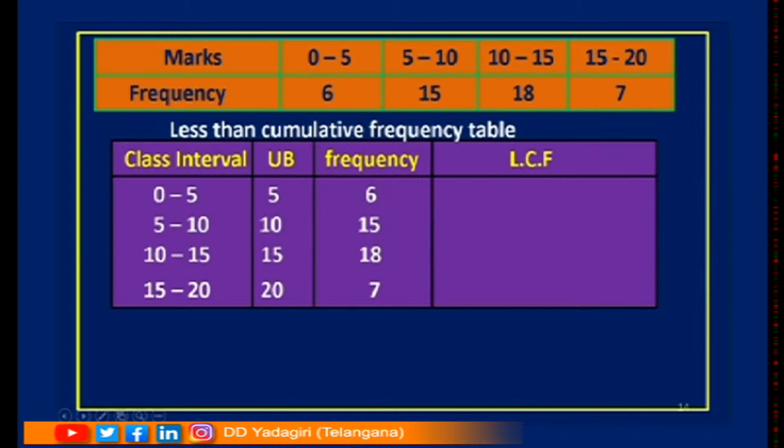Now, how to find LCF? It is very simple. Take the first frequency. What is the first frequency here? Yes, it is 6. Next, 6 plus the next frequency. What is the next frequency? 15. 6 plus 15, children, what is 6 plus 15? Yes, it is 21. Now, 21 plus 18 is equal to 39. 39 plus 7 is equal to 46.